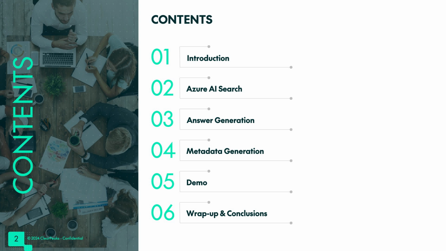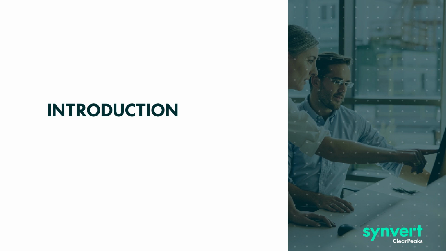So we're going to be focusing a bit on the Azure AI Search service. Then we're going to be covering how we deal with answer generation, how we basically manage to get answers from the Azure AI service. We're also going to be covering how we generate metadata that we store for SharePoint Lens, and we're going to do a demo, and finally conclude with a wrap-up and conclusions. Let's get started with the introduction.